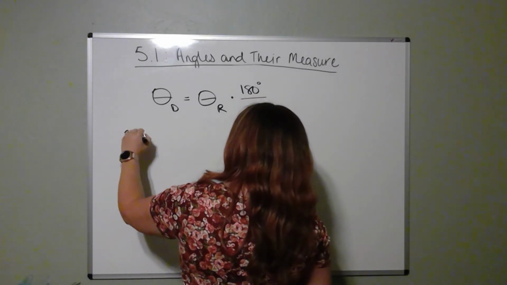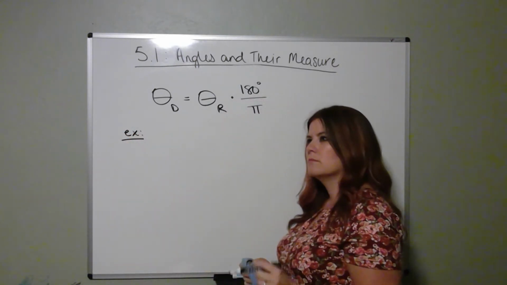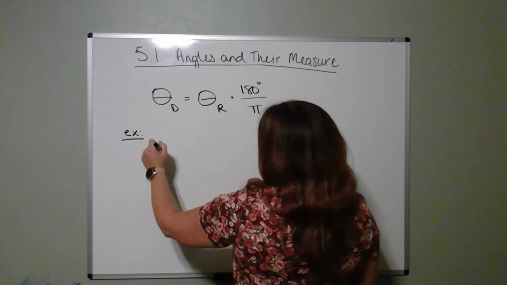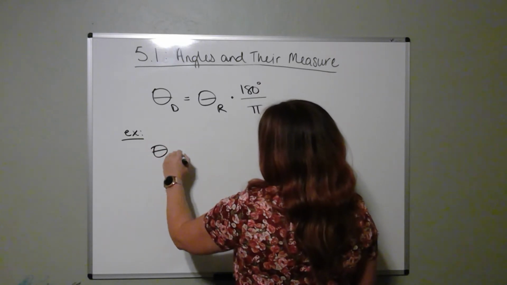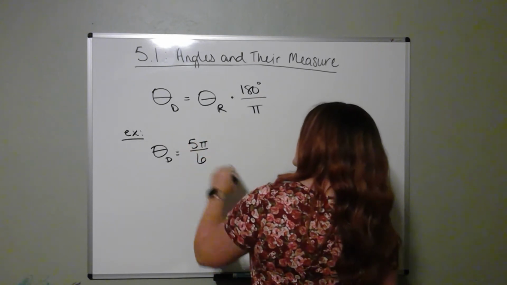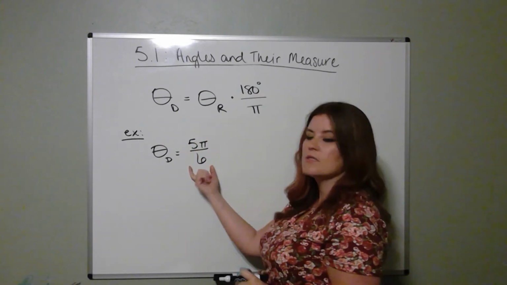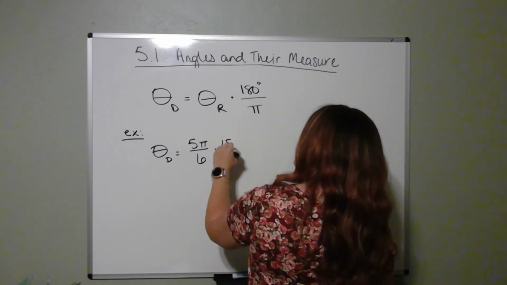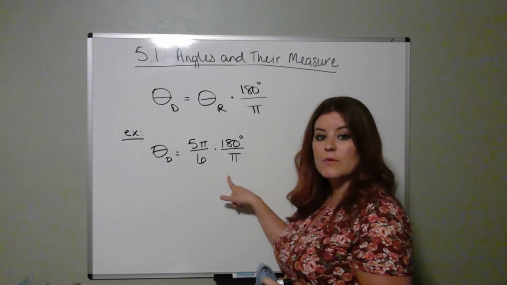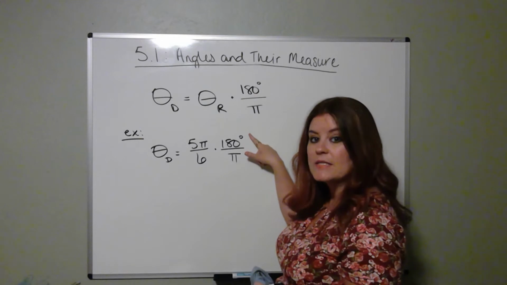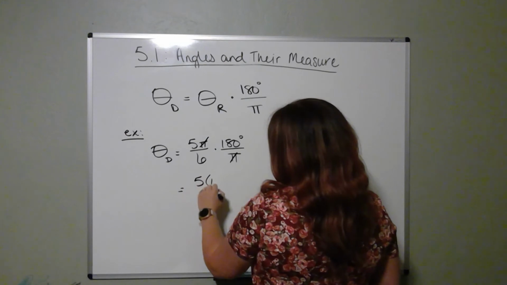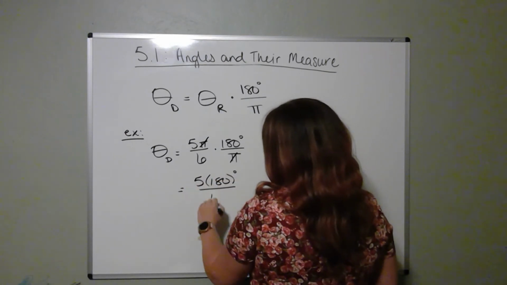So let's do an example. Do as I do, not as I say. Okay, anyway, so I want the degree measure for 5 pi over 6 radians. So I have 5 pi over 6 radians. I'm going to multiply that by 180 degrees over pi. Notice our pi's are what's going to cancel out this time, and the degree unit is going to stay. So I cancel out those pi's. I get 5 times 180 degrees over 6.